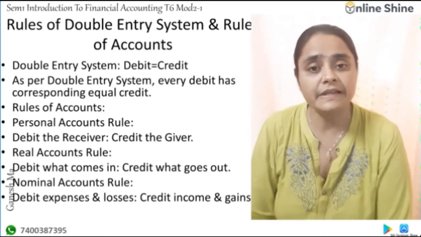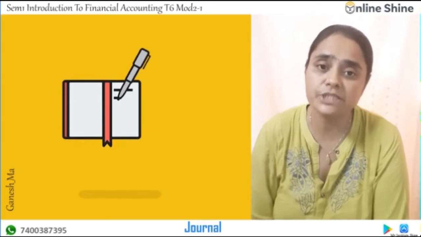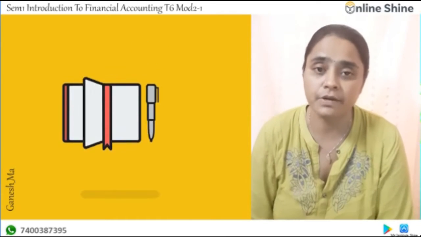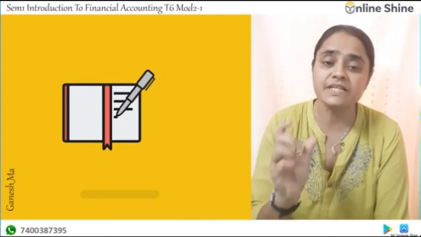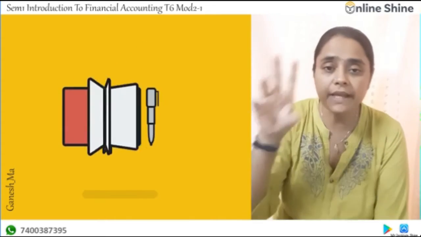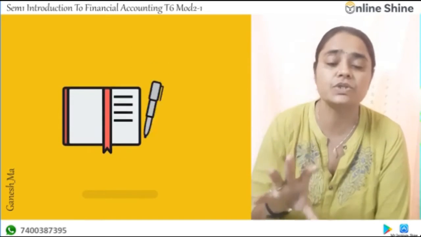So with this we will end the accounting cycle. Next topic is your journal. Now what do you mean by journal? Journal is a book of prime entry, or you can say a book of original entry. Basically the word jour is a French word. Jour means a day. So recording of your day-to-day transactions in a particular type of books of accounts is called a journal.